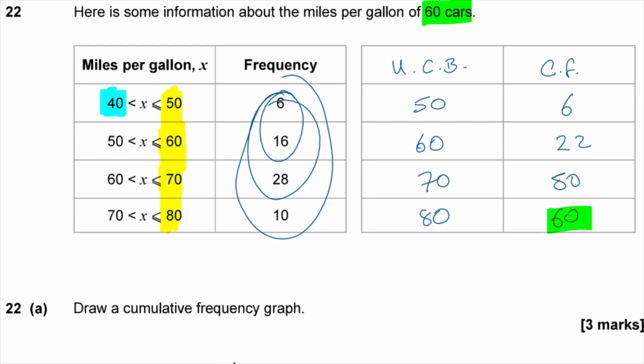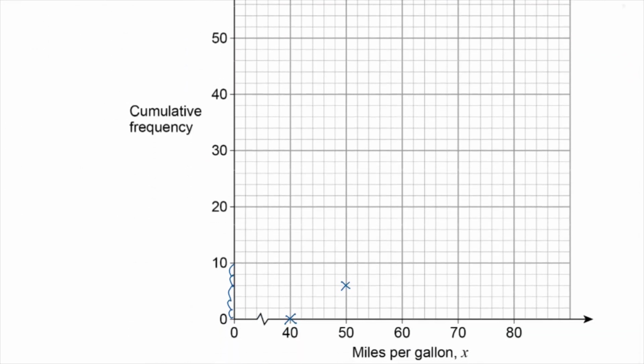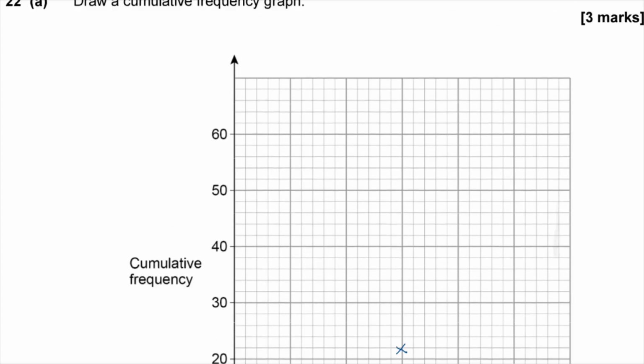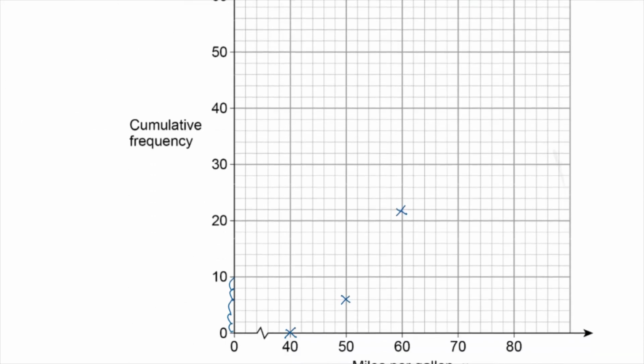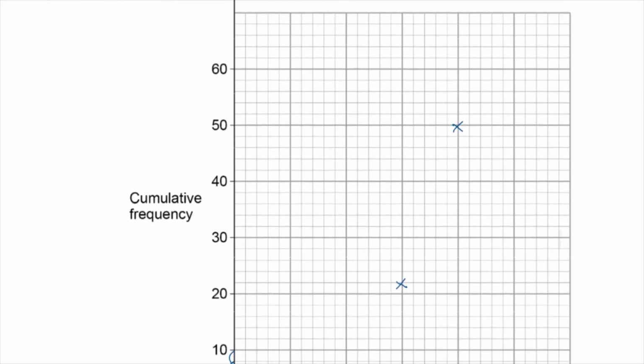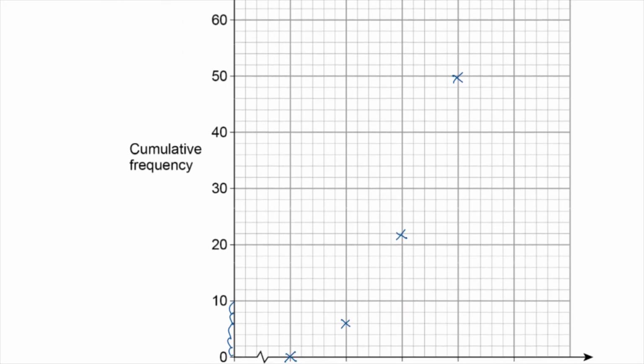My next one is going to be plotted at 60 and 22. So 60 goes with 22, is that point there. My next one is 70 at 50. 70 and 50. And then finally at 80 and 60. 80 and 60 goes there. Once you've drawn your points, you can join them up with a nice, smooth, continuous curve going through each of the points. Should give you that distinctive S-shaped cumulative frequency curve once you're done.